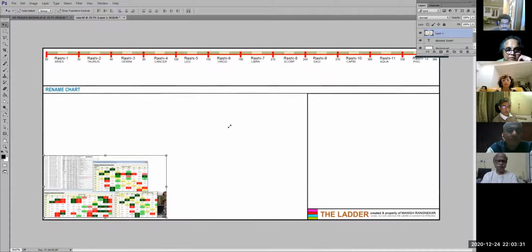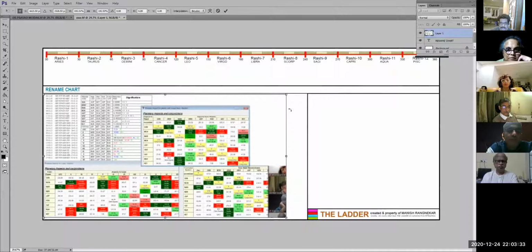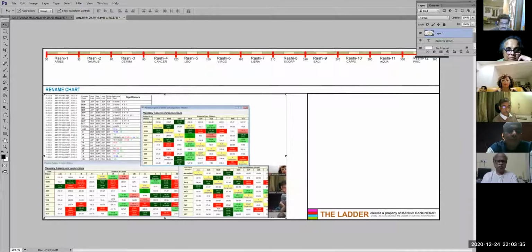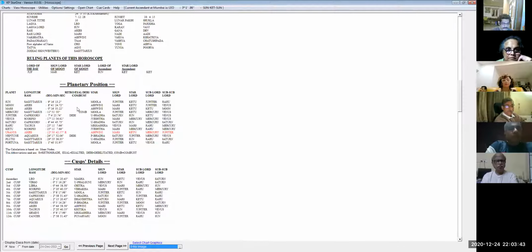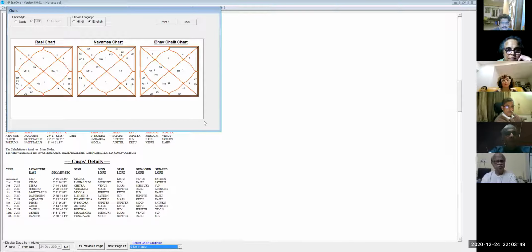And I can scale it up to this point and leave it here. Okay. Now I go back to the software. So I have to stop this and go to the software for you. Now I go to the next page and scroll it down so that I can see this one. And then I do Alt VC. Alt VC will give you your charts, North Indian.